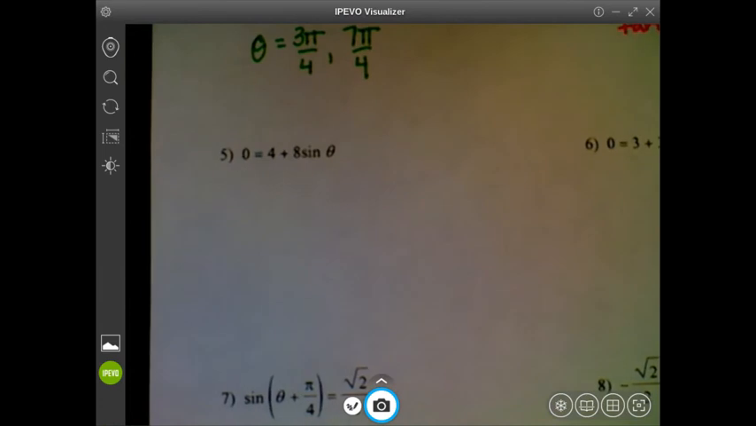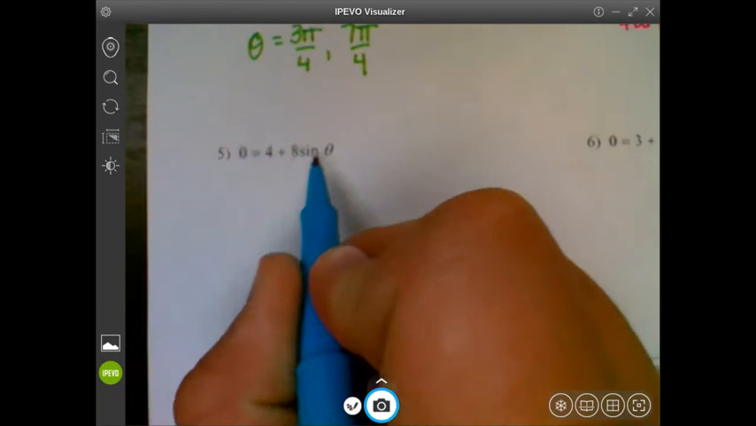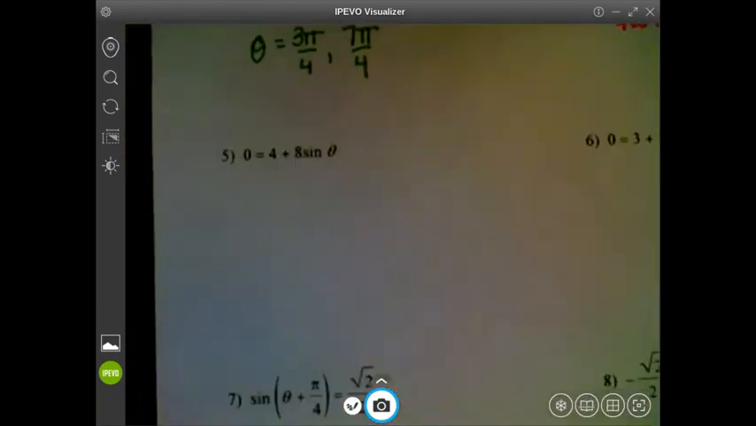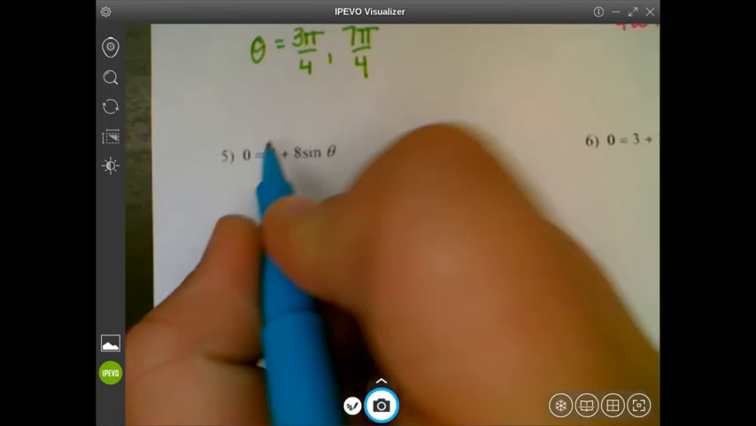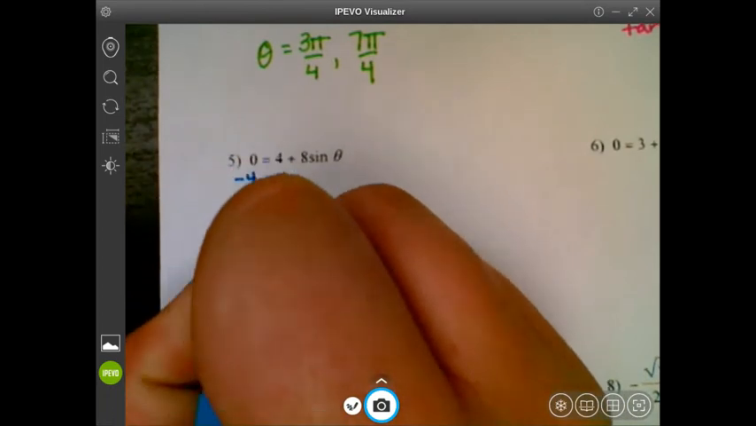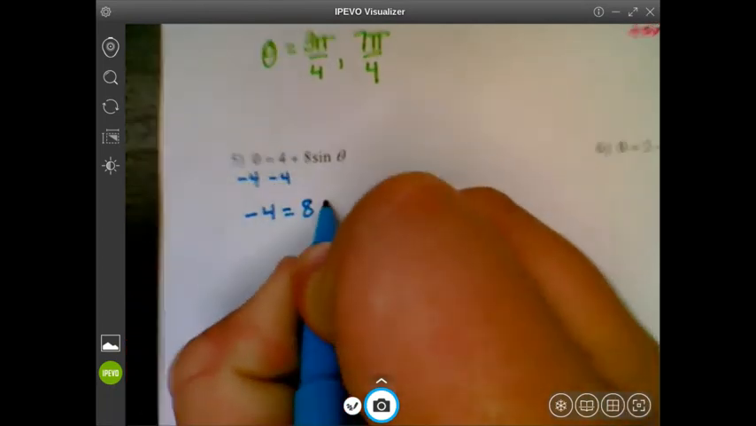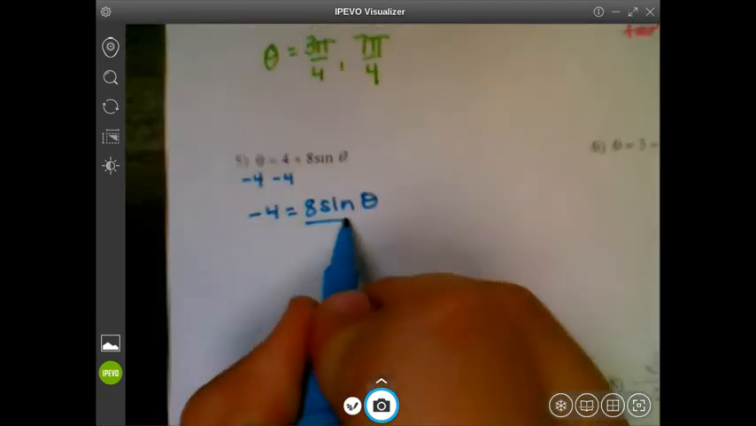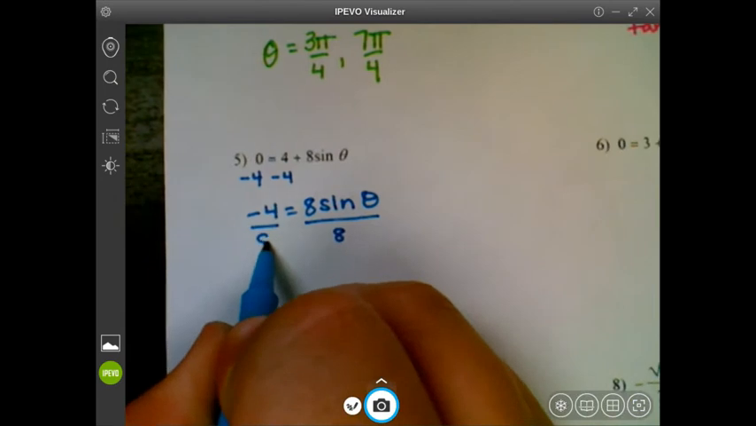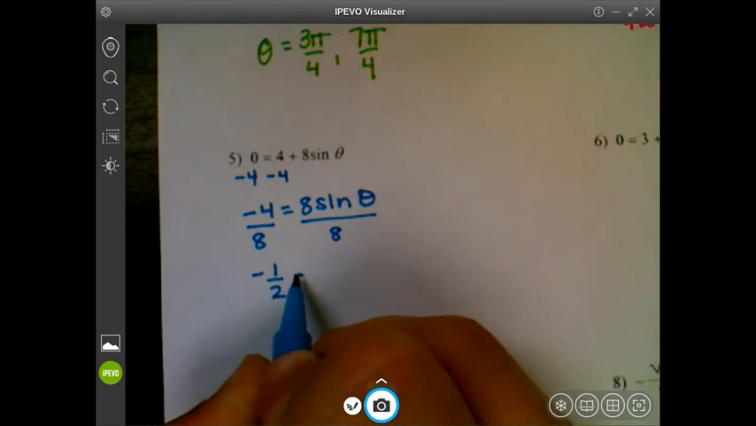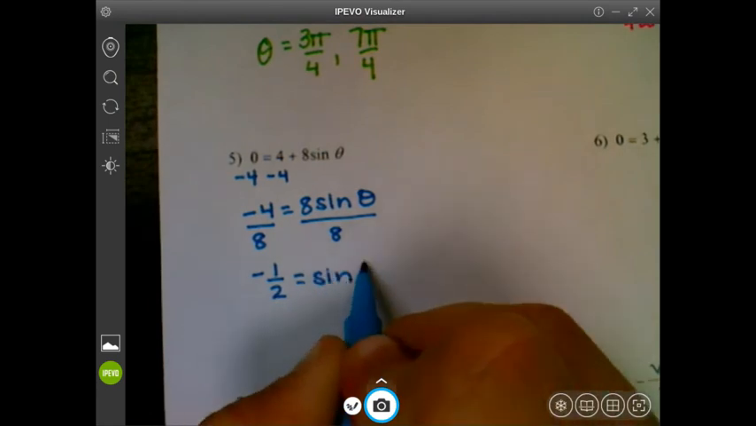All right. Next one, we have 0 equals 4 plus 8 times the sine of theta. And so once again, we're going to solve for the sine of theta. So we have something being added and we have something being multiplied. So just like a regular two-step equation, you're going to have to take care of the adding, subtracting first. So subtract 4 from both sides. Negative 4 equals 8 sine of theta. Next step is to divide to get rid of that 8. So divide by 8. So this is negative 4 over 8, which is negative 1/2, is the sine of theta.